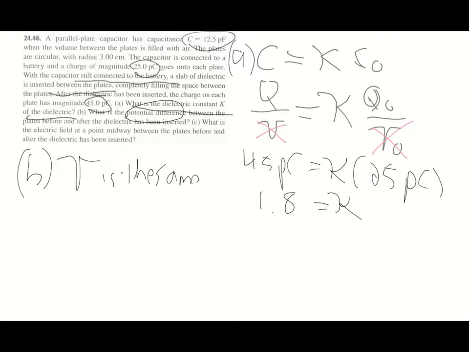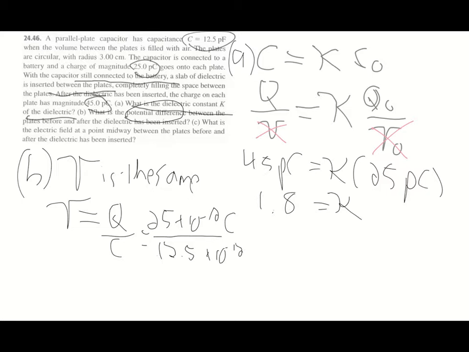I can figure out what that is because I know what the charge initially was. If I use Q over C, I can use the initial charge, 25 times 10 to the negative 12 coulombs, divided by 12.5 times 10 to the negative 12 farads. I didn't even need to write that, because you can see the answer is just 2 volts. That's what it is before, and that's what it is after as well.